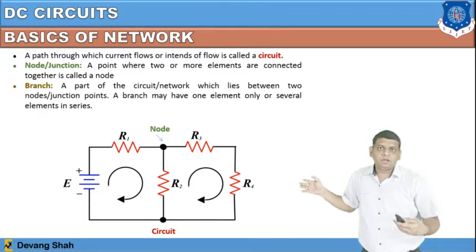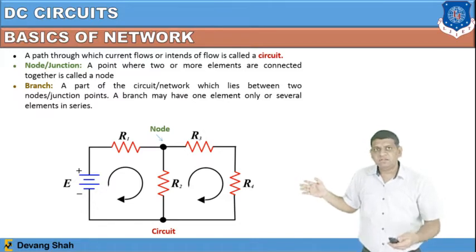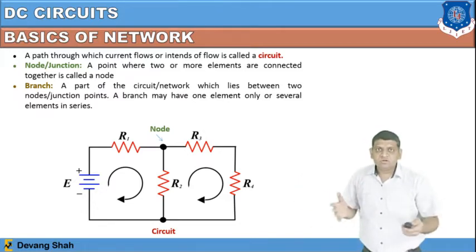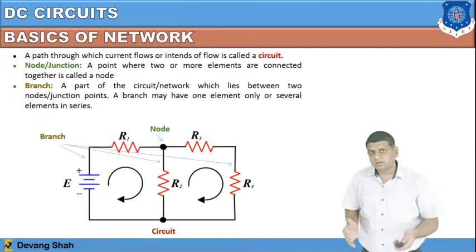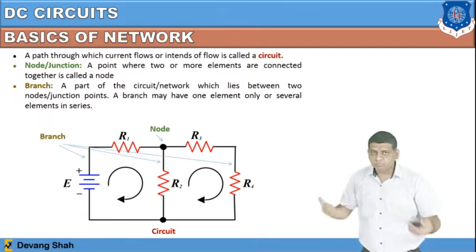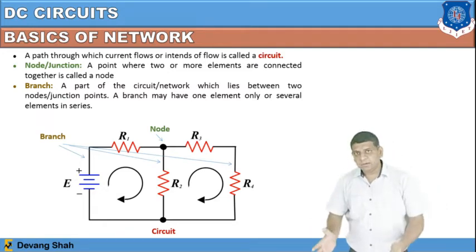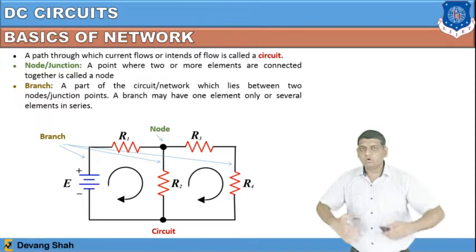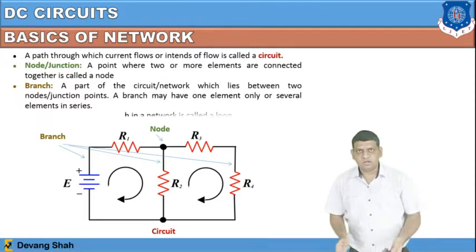Now, what do we mean by a branch? A branch is a part of the circuit or network which lies between nodes or junction points. So here, these are the branches; there are three branches, maybe more, and every branch must contain at least a single element. If you connect more elements, all those elements must be in series combination.